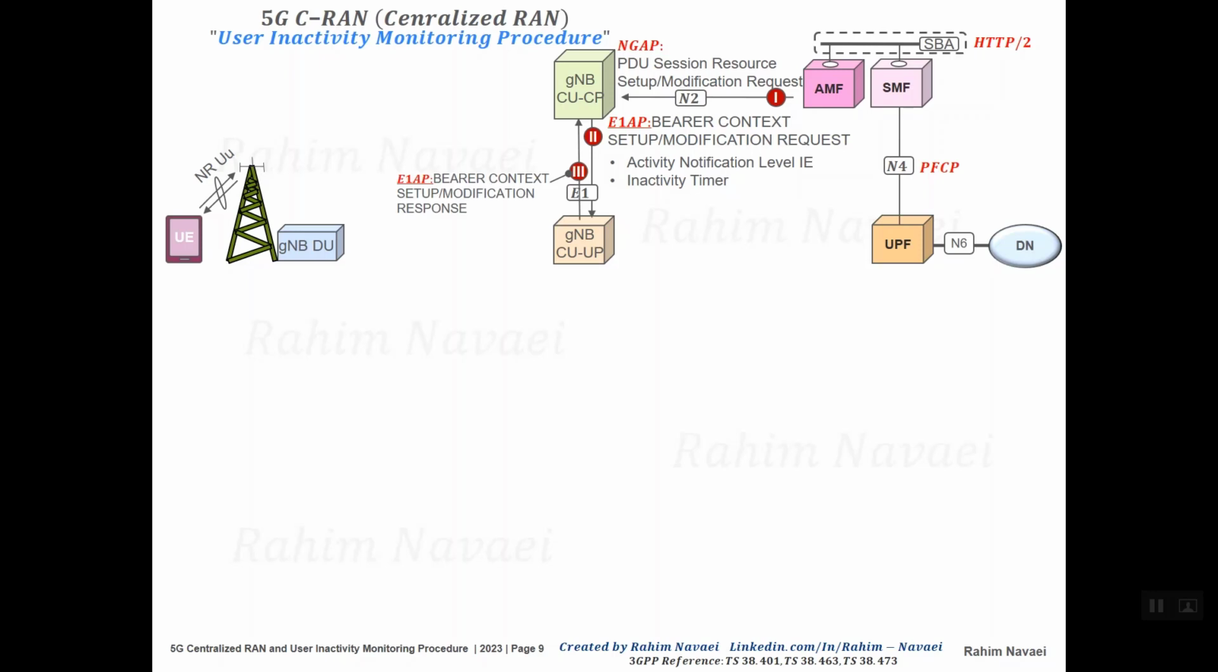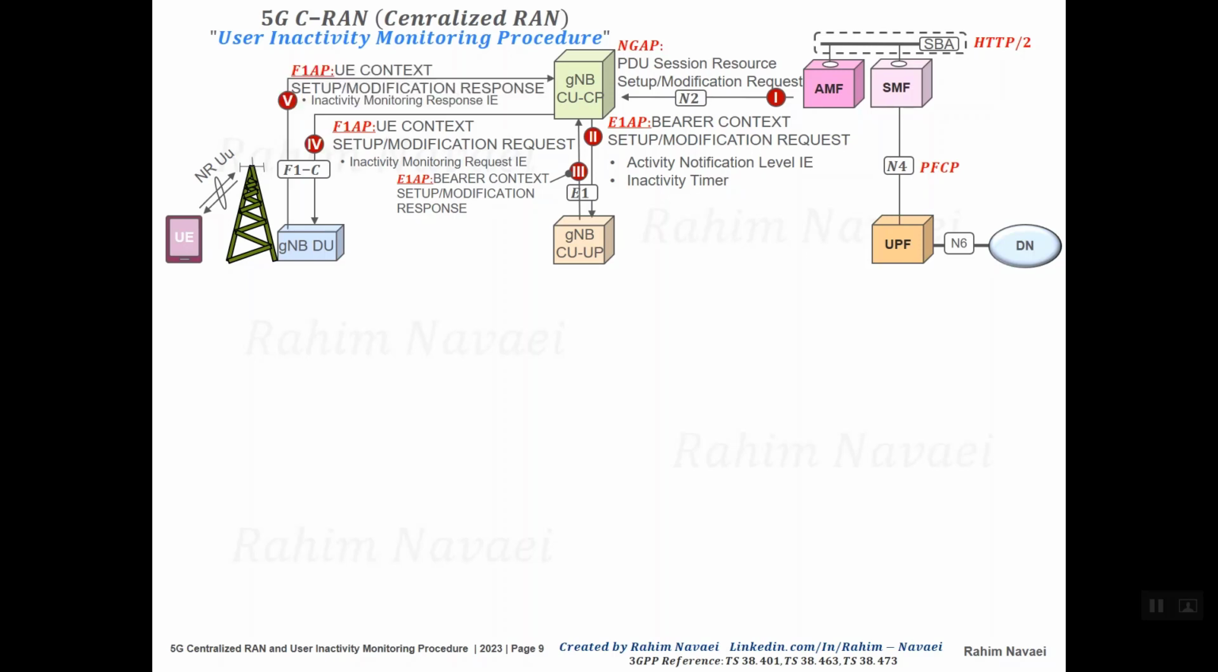The gNB CU-UP then sends back the response to the gNB CU-CP. The gNB CU-CP also can configure the gNB-DU with UE context setup or modification request message, including inactivity monitoring information element. The gNB-DU sends back the response. If the inactivity monitoring response information element is contained in the response message and set to not supported, the gNB-CU-CP understands that the gNB-DU doesn't support UE inactivity monitoring. The RRC reconfiguration message is also sent by the gNB-DU to the device through air interface using RRC protocol, which is not shown here.